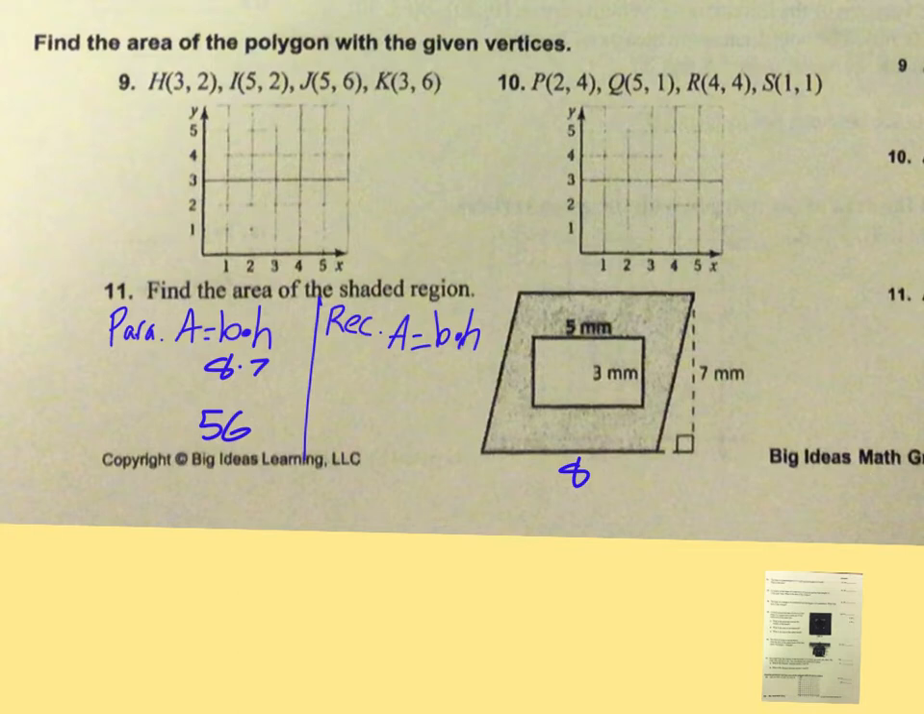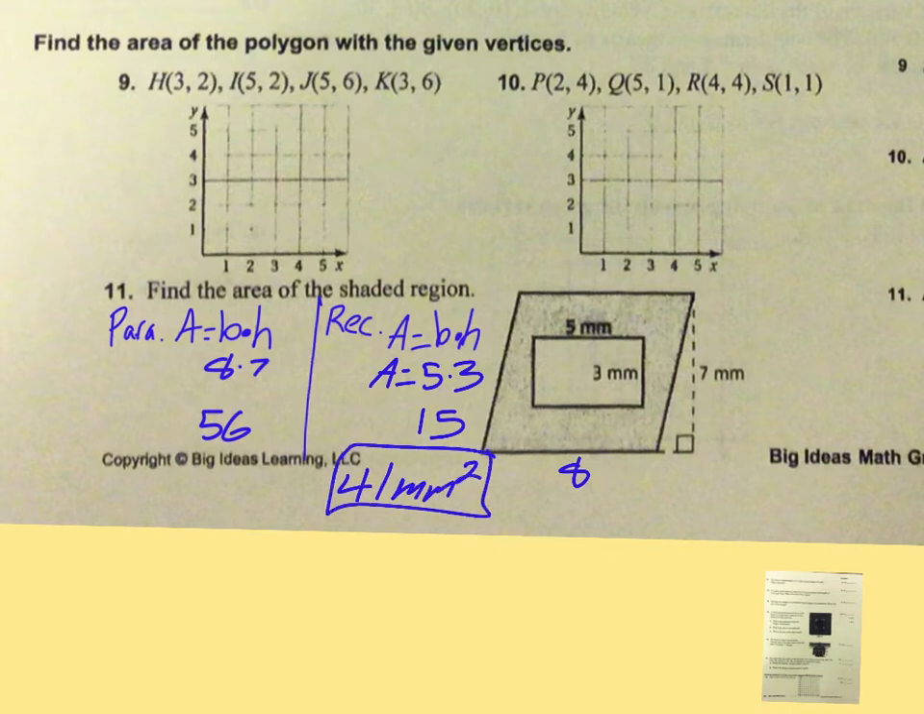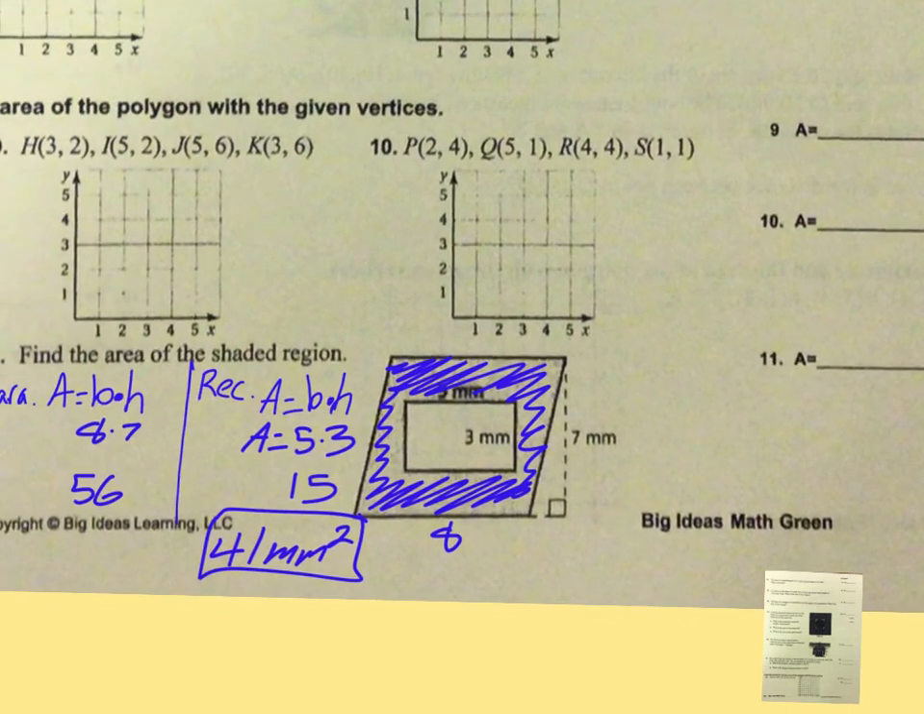But we need to find that rectangle and subtract it out to find the shaded region. So we've got 5 times 3, which is 15. So now we can do 56 minus 15, which is 41 millimeters squared. And that right there is our answer. And that is all of this shaded region. Okay? So that's how you do that one, if you run into that later on or on a test.